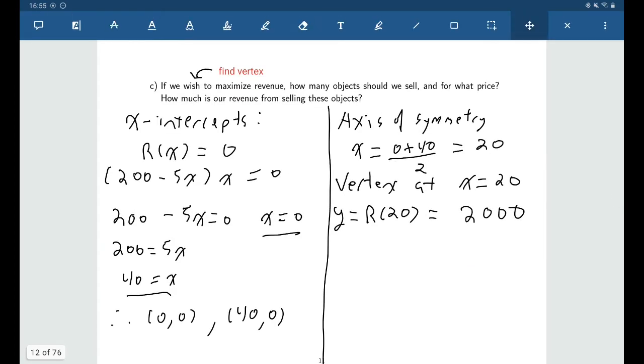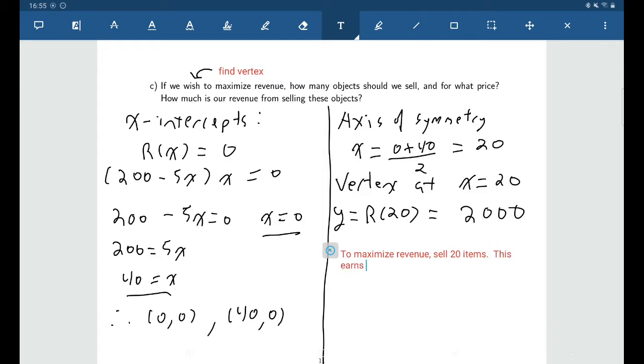So now I can answer my question here. The question is, how many objects should I sell and for what price? And what is our revenue? So I'll answer the first couple of things. So to maximize revenue, we need to sell 20 items.